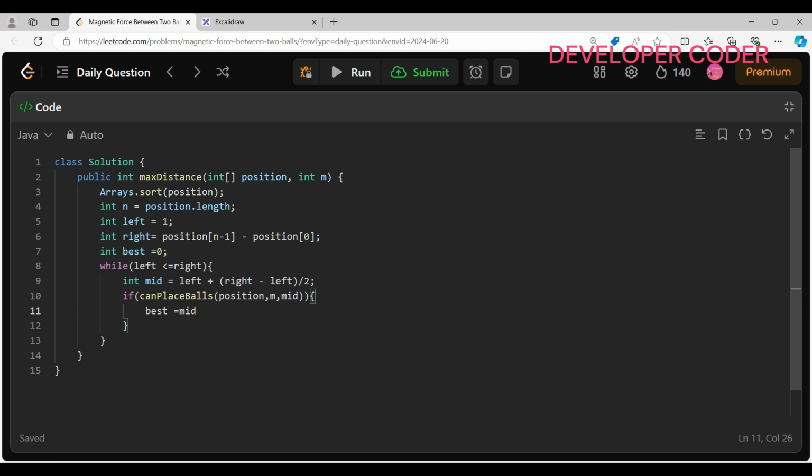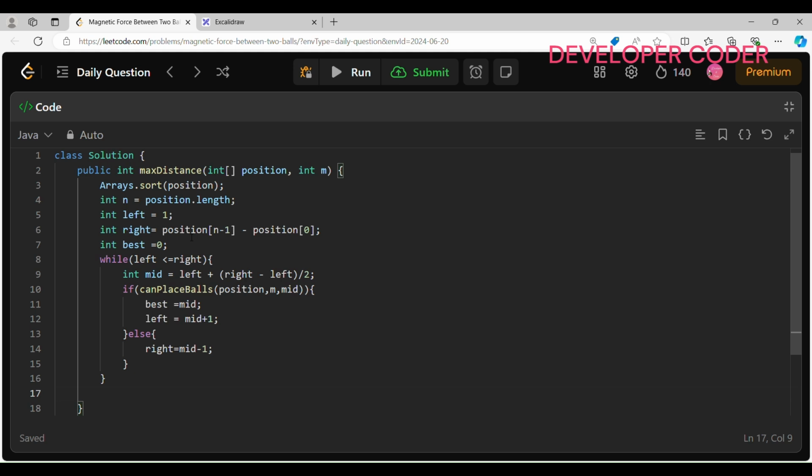Okay, same as what I have explained in the code story, and my left is going to be updated as mid plus 1. Okay, and in the else part, if I can't do this, then I have to shrink the max distance, right? So right is equal to mid minus 1. Okay, this is done, and in the end here we have to just return the best. Okay, this is done.